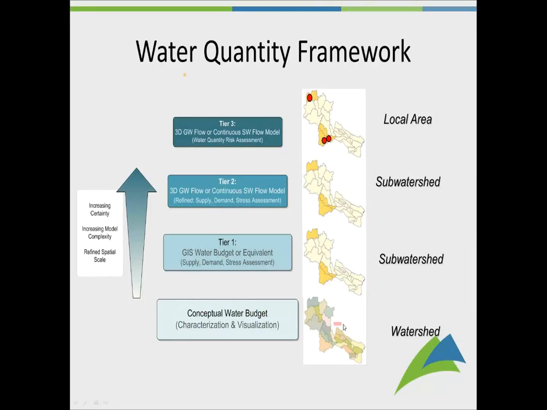at the watershed scale, moving up through this tiered approach, Tier 1, Tier 2, and Tier 3, where Tier 3 focuses on the local areas and generally consists of 3-dimensional groundwater flow models. So we're increasing the certainty, or decreasing uncertainty, and increasing the model complexity as we move through this tiered system. The case that we studied that I'm presenting today involves a Tier 3 assessment.